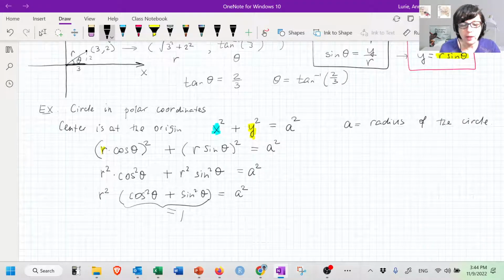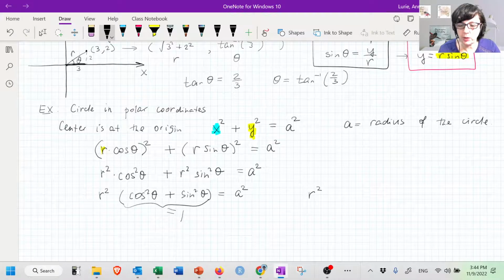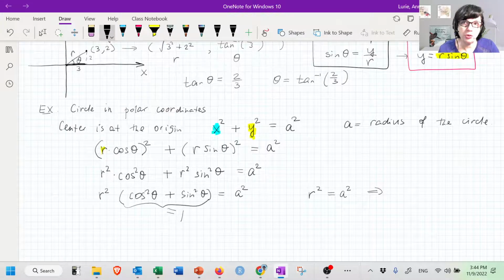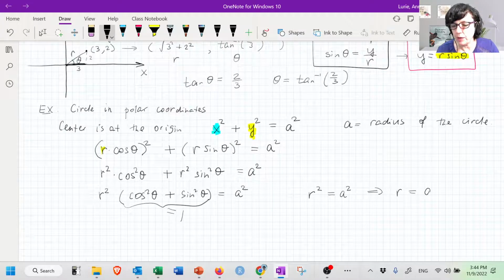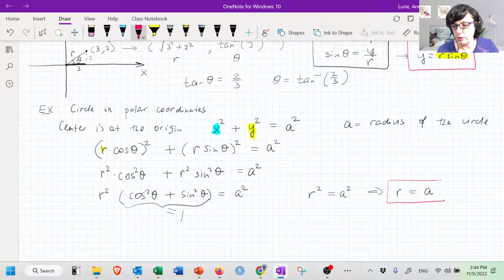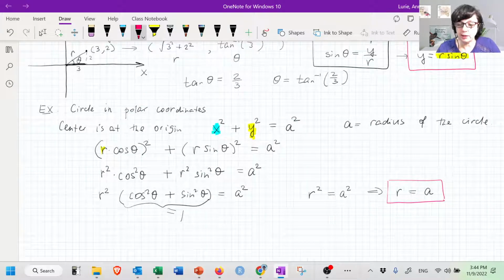But anyway, now you can see that r squared is just a squared. If we assume that a is a radius, it's a positive number, so let's assume that r is also positive. So here we get the equation r equals a. That's the equation of a circle with radius a in polar coordinates. So it makes it a lot easier, right, with just r equals some number.